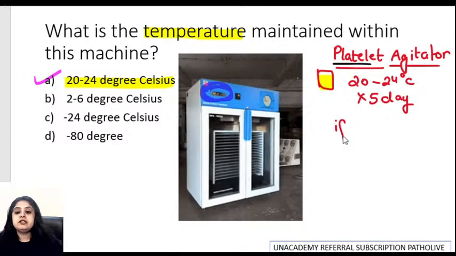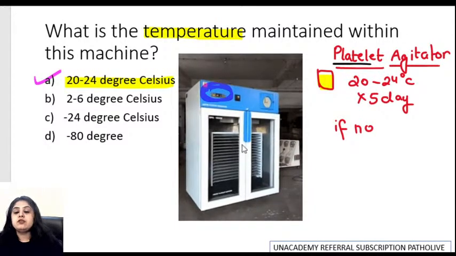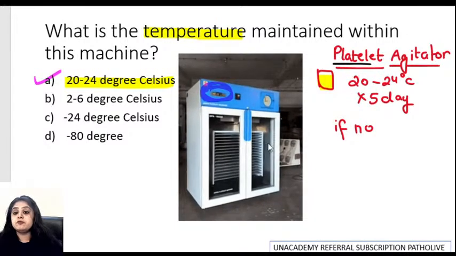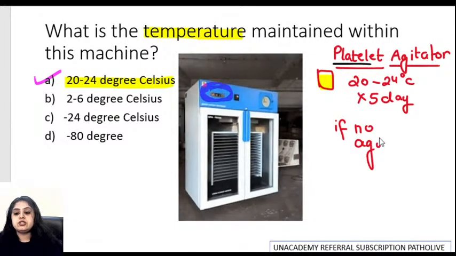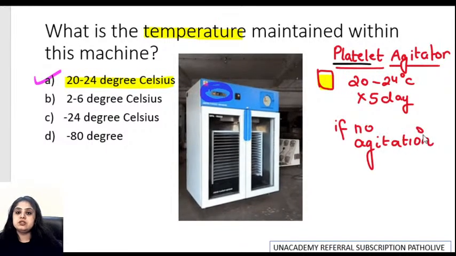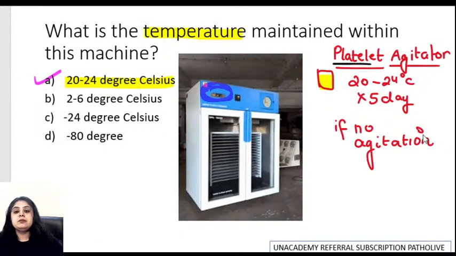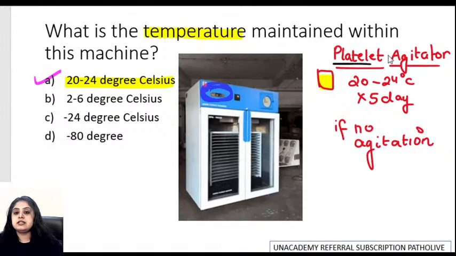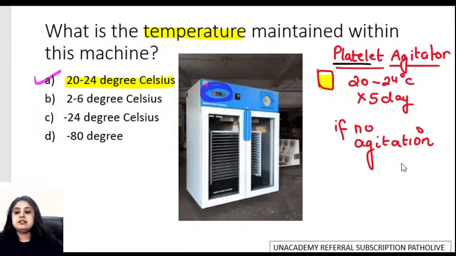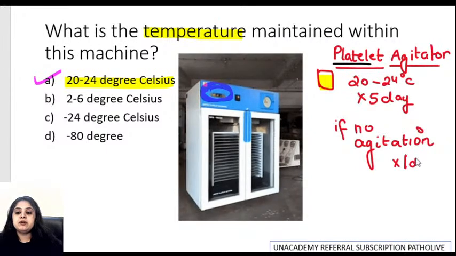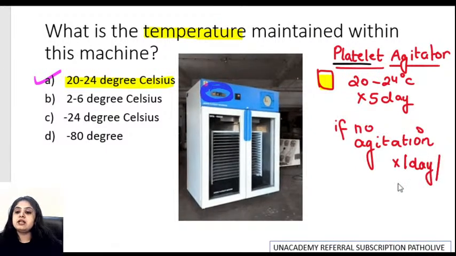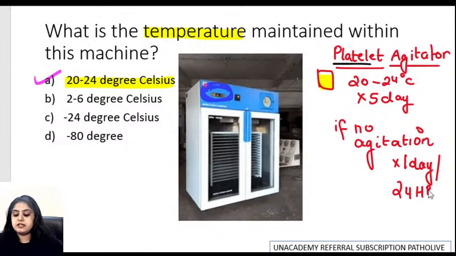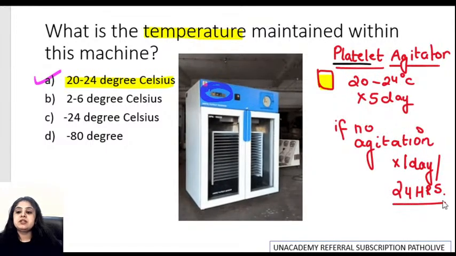However, if there is no agitation, or if this machine, for example, stops, these plates stop working, if there is no agitation, this was a question that came in 2019 also, asked in AIIMS. So please remember that ideally the platelets will start getting aggregated in 4 hours only, but still they say that you can keep the bag for a maximum shelf life of 1 day. So the maximum shelf life is going to be 24 hours.